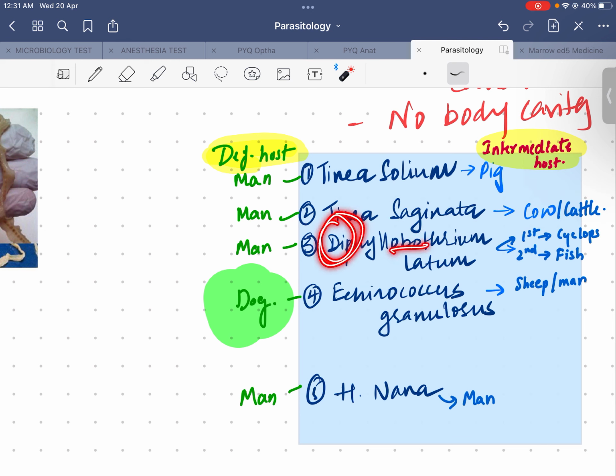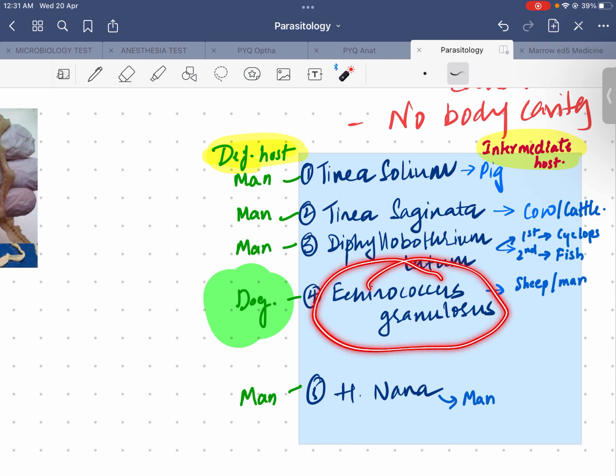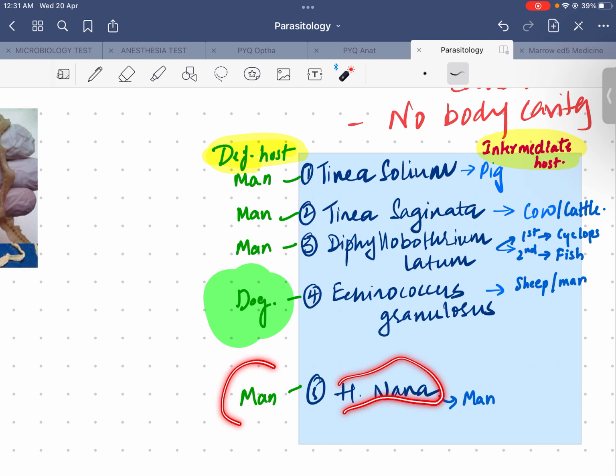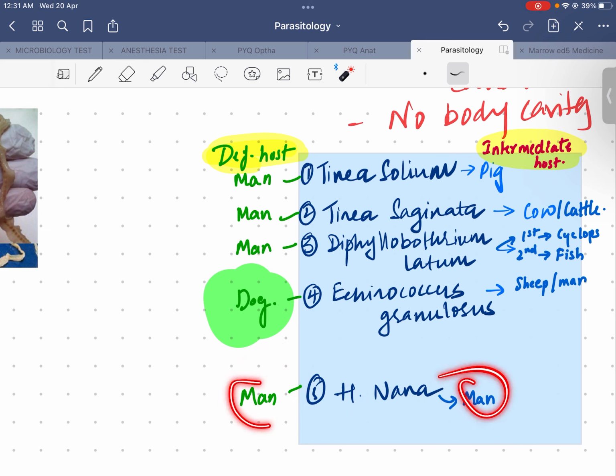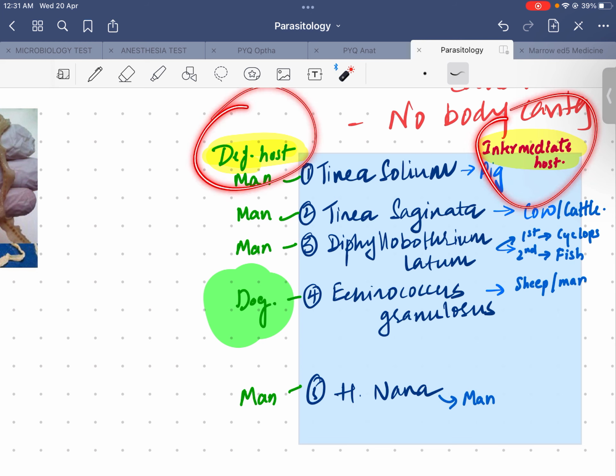Diphyllobothrium has di in its name, so it has two intermediate hosts, just like trematodes. First intermediate host is cyclops. Second intermediate host is fish. For Echinococcus granulosus, the intermediate host is man or sheep. For Hymenolepis nana, both are man. So nana means man, so man and man. The intermediate host and the definitive host both are man. Try to learn this. Take some time and learn it.